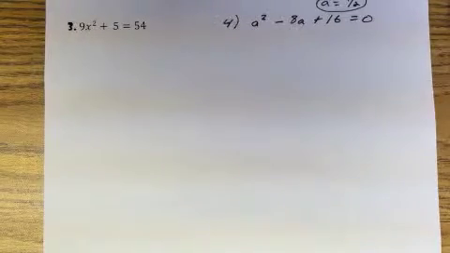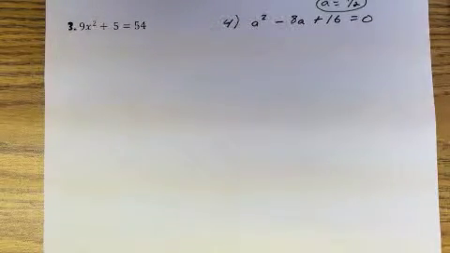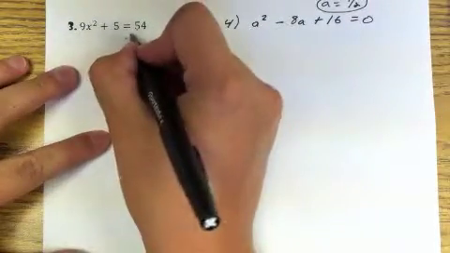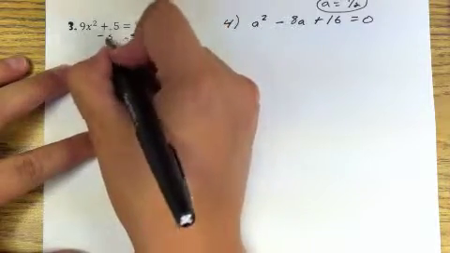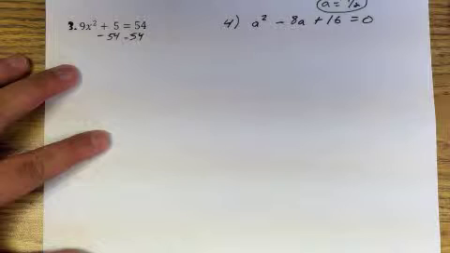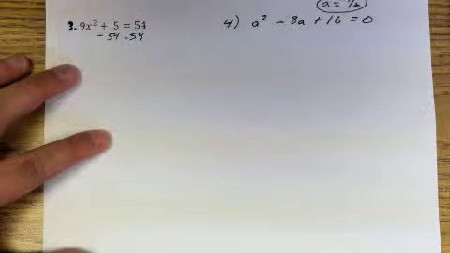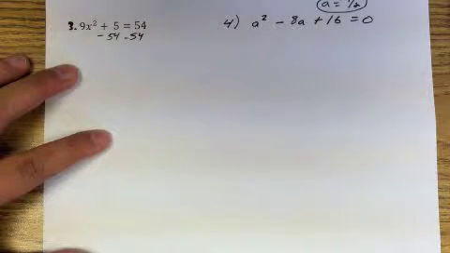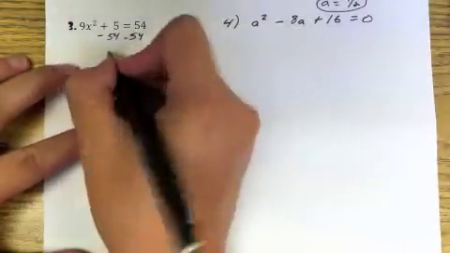Third problem that you had, once again, this is wrong. We need to get it equal to 0. So I subtracted 54 from both sides. Okay. When you do that, you should have gotten negative -49.